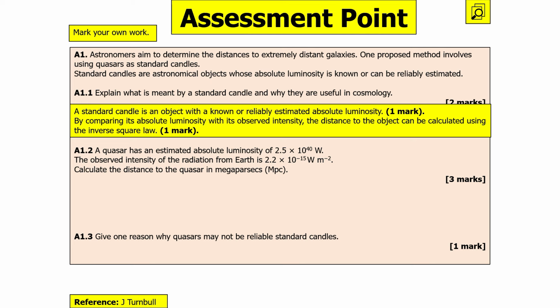A standard candle is an object with a known absolute luminosity or magnitude. By comparing its absolute magnitude with its observed intensity, its apparent magnitude, the distance to the object can be calculated using the inverse square law.